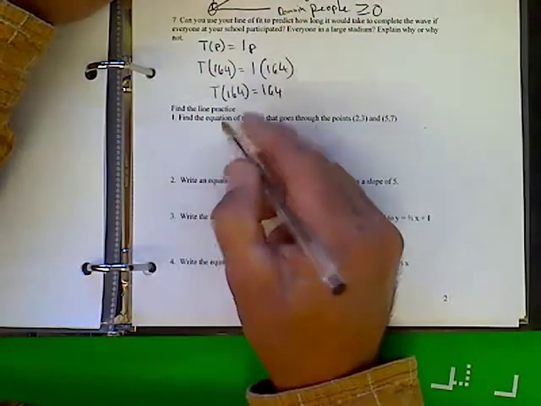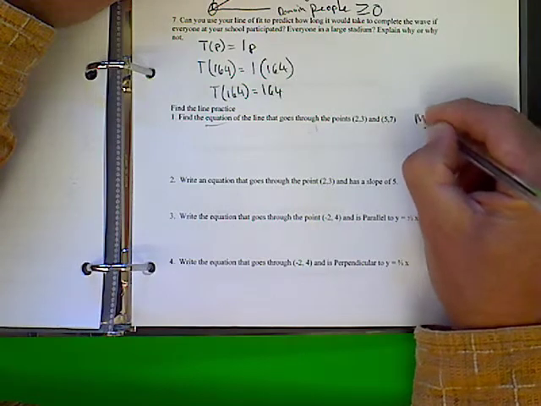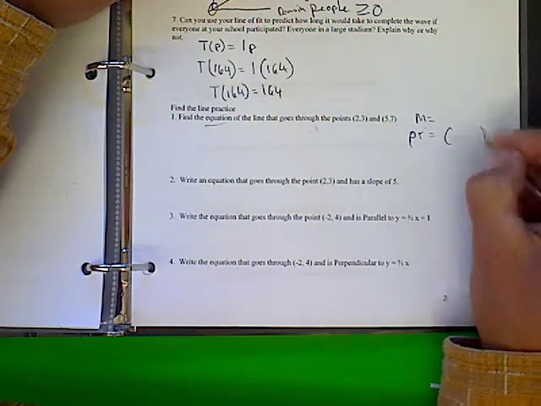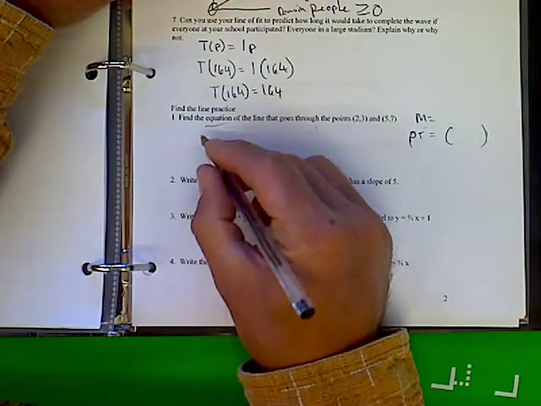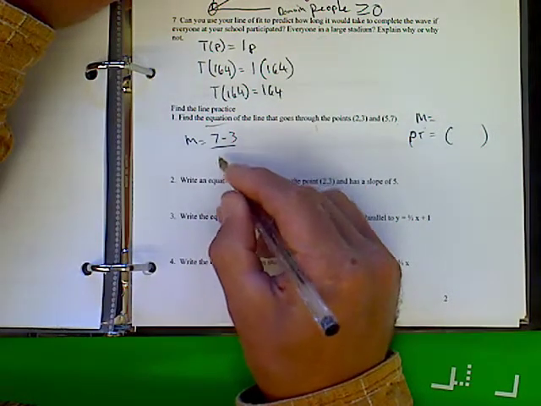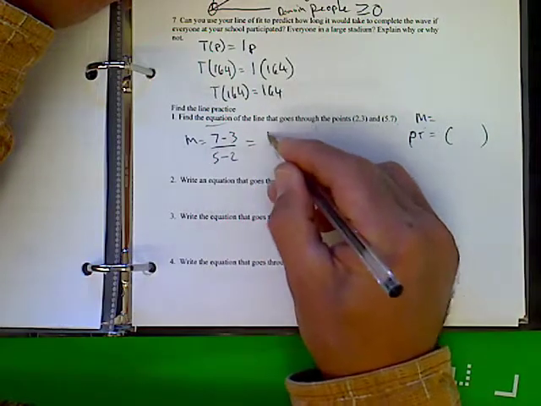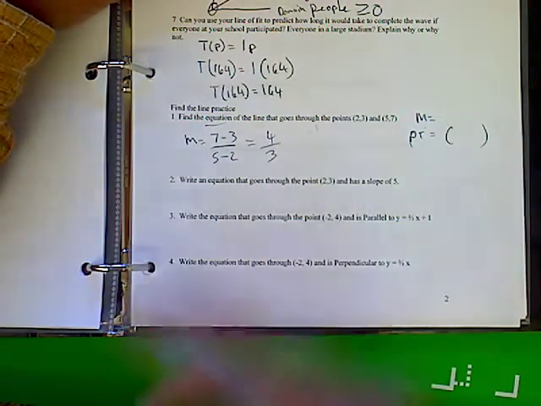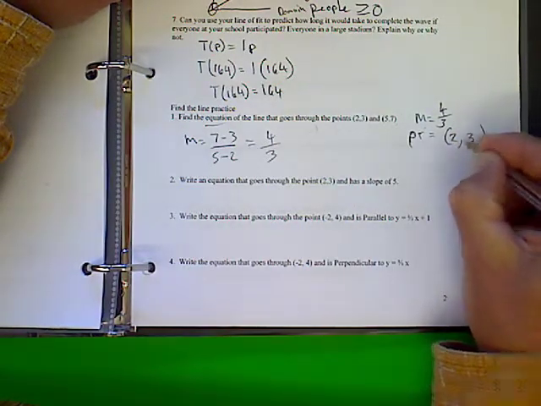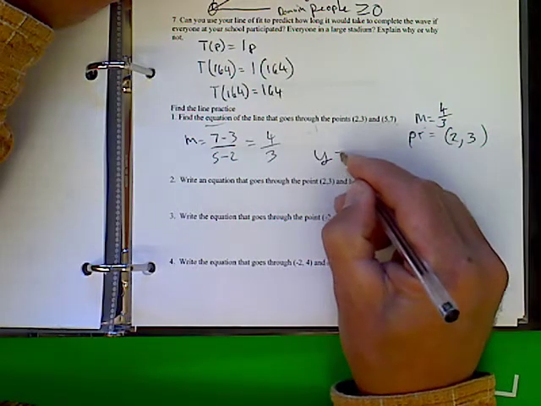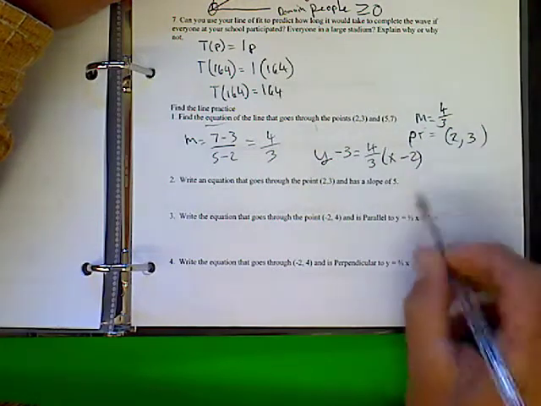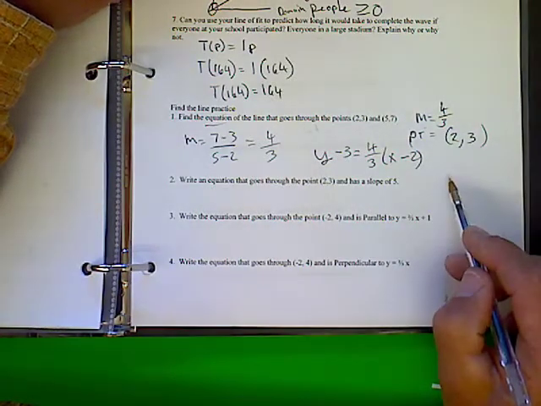In order to find the equation of the line, I need to know my slope, and I need to know a point. I can use either one of these points, but first I've got to find my slope. So m equals 7 minus 3 over 5 minus 2, and I would get 4 over 3. So my slope is 4/3. I'm going to use 2, 3. So let's write my equation: y minus 3 equals 4/3 times x minus 2. Remember that it always looks the opposite of what it says.